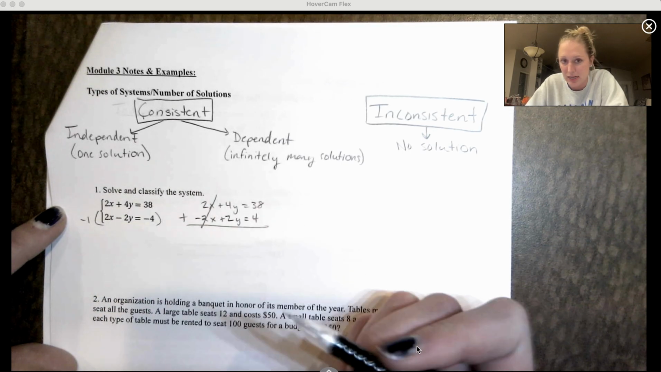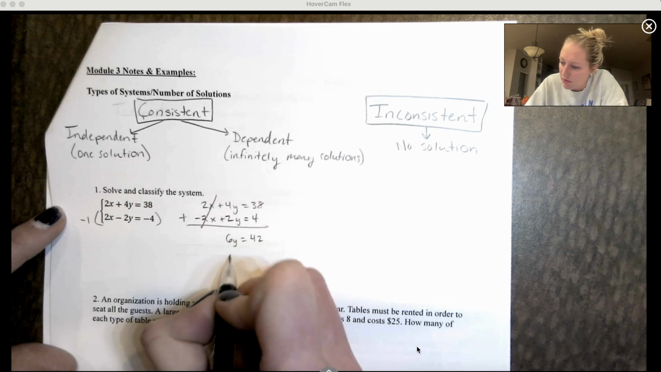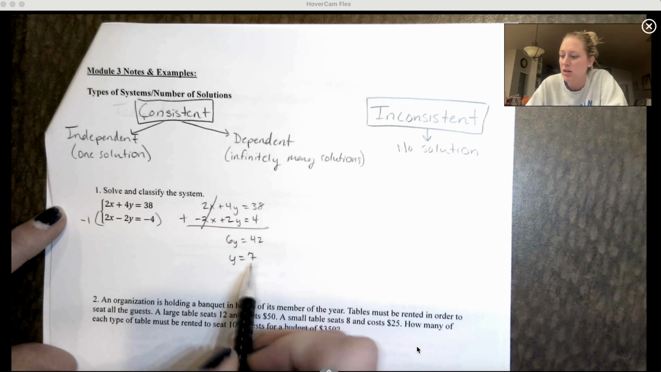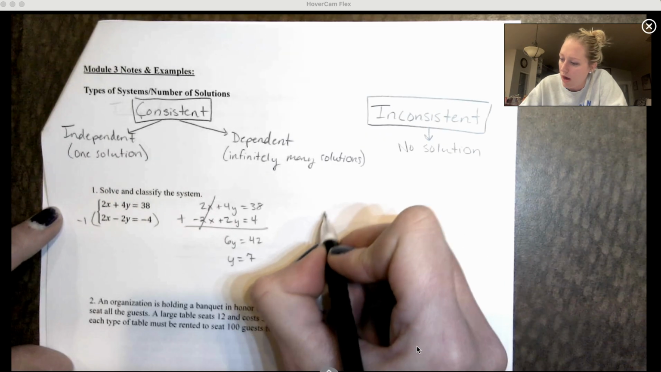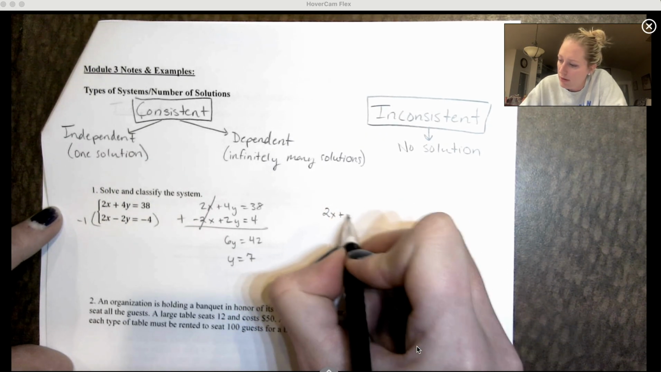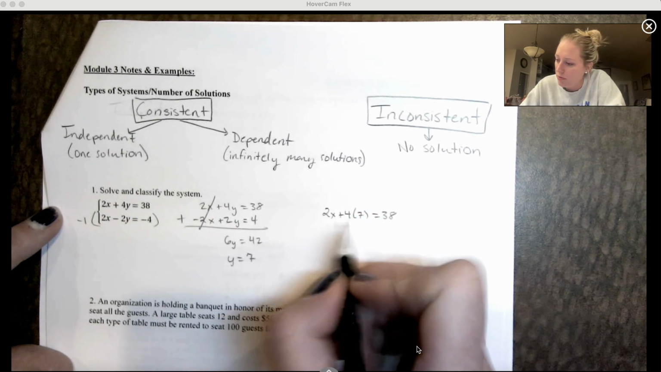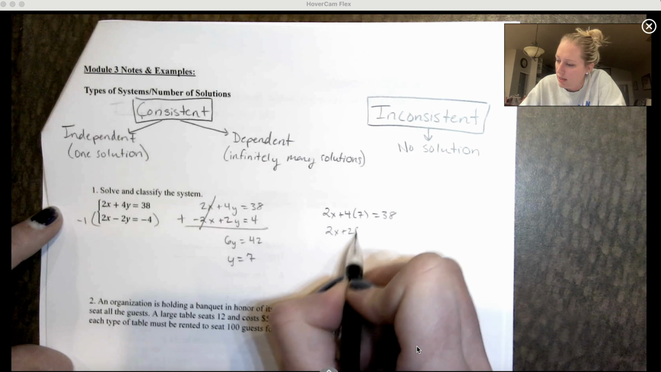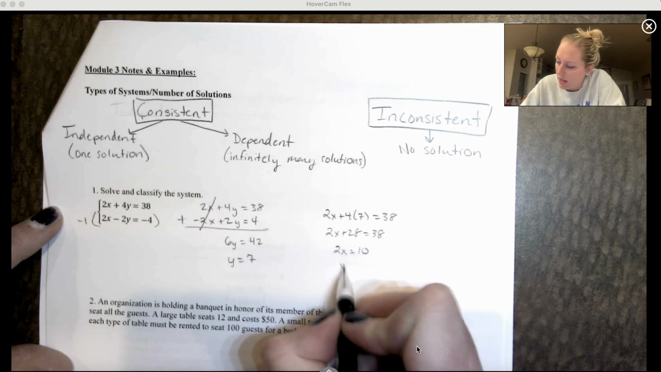My x's are eliminated. I have 6y now equals 42. Divide by 6 and we get y is 7. I'm going to substitute 7 back into one of the original equations for y. I'm going to do the top one, and solve for x. So we've got 2x plus 28 equals 38. So 2x equals 10. X must be 5.